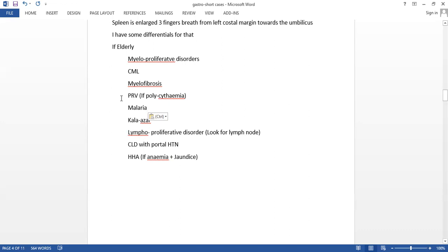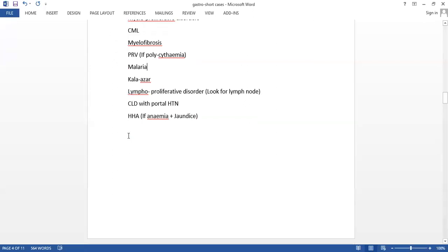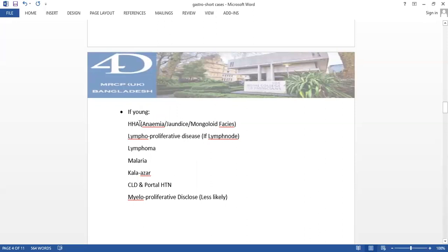So in case of an elderly patient, we'll consider myeloproliferative disorders, CML, myelofibrosis, PRV if polycythemia is present. If polycythemia is not present, you should not tell PRV. Malaria and kala-azar are common, and you can use these in young patients as well as elderly patients. Lymphoproliferative disorder can occur in both young and old, and also CLD with portal hypertension.